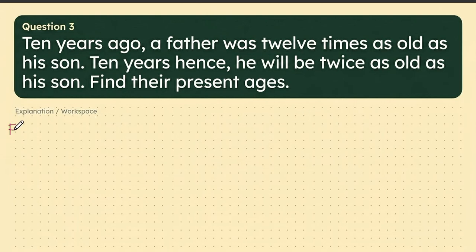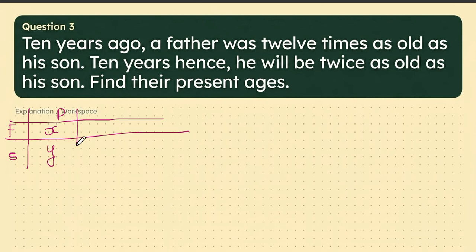So one is father and one is son. So here the present age. Let the father's present age be x years and the son's present age be y years. After that, 10 years ago. So ago means we have to add up. So x plus 10, that is the father's age, and y plus 10 is the age of the son.